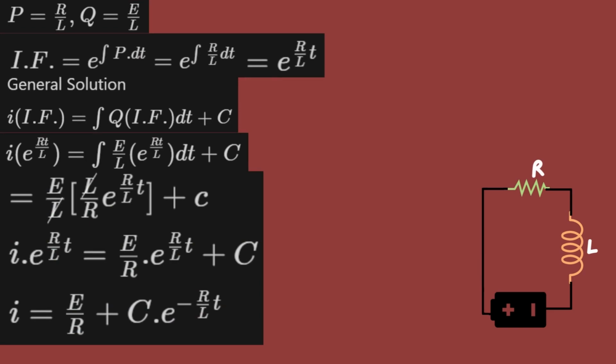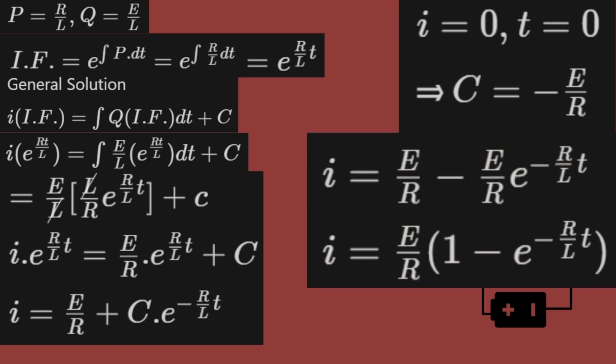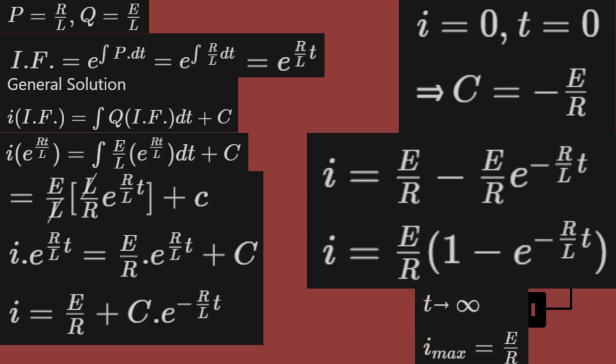Now to find c, we put the initial condition, that is when t equal to 0, I is also equal to 0. Hence c equals minus E by R. Hence our general solution becomes I is equal to E by R (1 minus e raised to minus Rt by L). As t tends to infinity, we get maximum current. Hence Imax is equal to E by R.